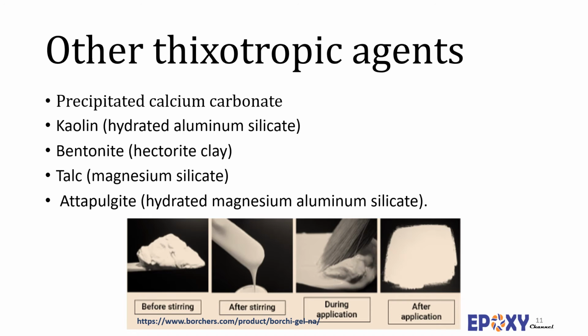bentonite, hectorite clay, talc, also called magnesium silicate, and attapulgite, hydrated magnesium aluminum silicate. Kaolin and talc are considered to be viscosity thickeners, whereas attapulgite is more of a conventional thixotrope. Kaolin is a common filler used primarily as an extender in adhesives and sealant formulations.